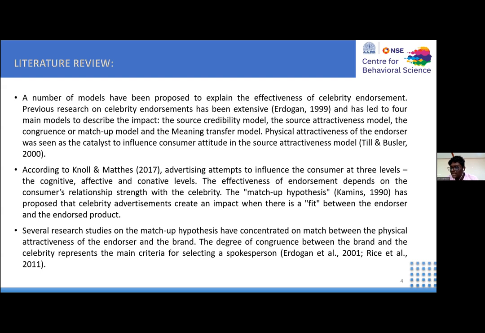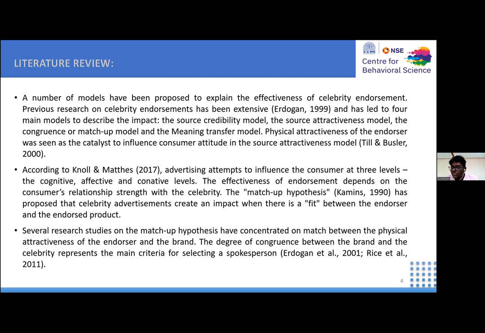Logically, there must be a fit between the celebrity endorser's characteristics and the brand. When the endorser and the endorsed product match, the consumer's brand attitude is more favorable. For example, an athlete endorsing a sports shoe is a match, and if he is seen endorsing ice cream, it is a bad match. The degree of congruence between the brand and the celebrity represents the main criterion for selecting the spokesperson for an advertisement. According to a 2018 study, congruence is an area that requires further research.